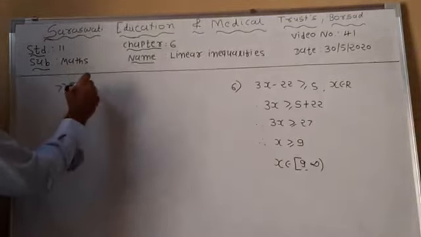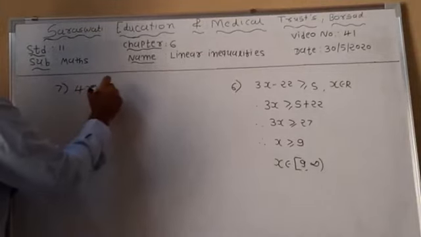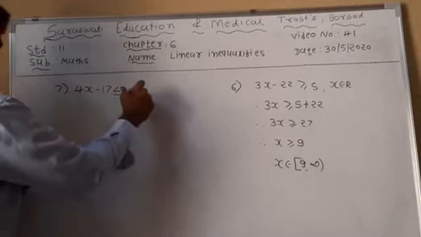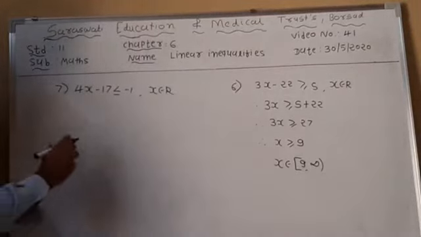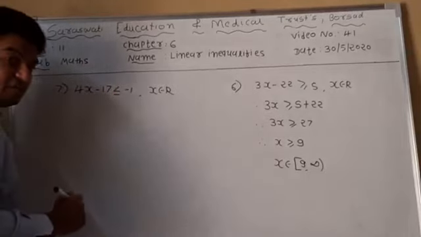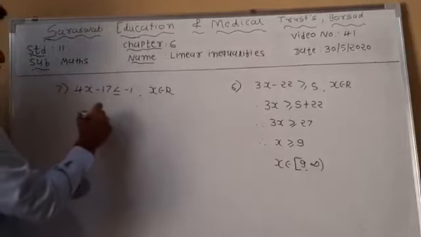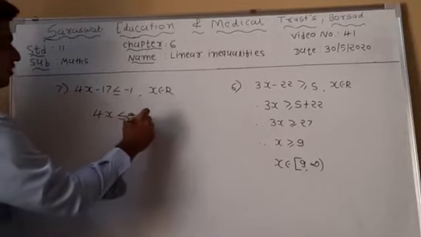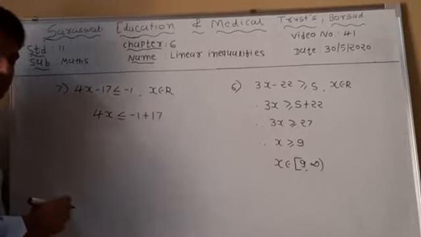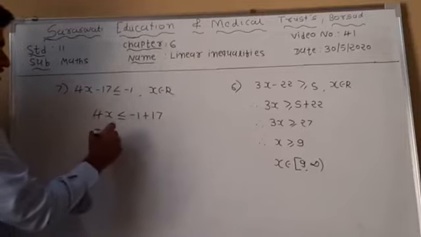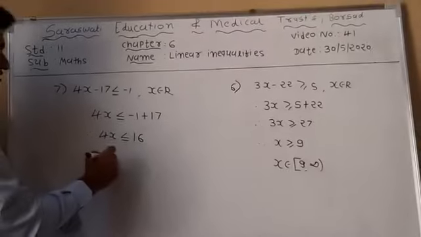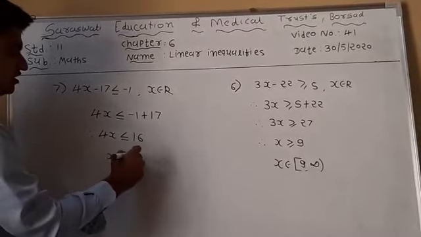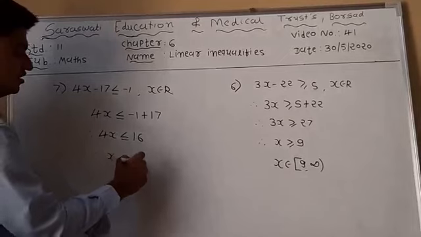Solve 4x minus 17 less than or equal to minus 1, where x belongs to R. Now minus 17 is written on the opposite side. So 4x is less than or equal to minus 1 plus 17. Therefore 4x is less than or equal to 17 minus 1, that means 16. Now divide by 4, so x is less than or equal to 16 divided by 4, that means 4.